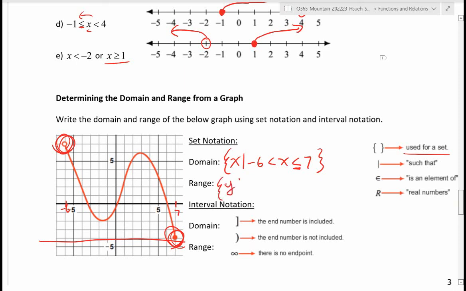Okay, so the range would be the y values such that, okay, the lowest point is this one, which has the y value of -4. The highest point of the graph is that one, and this has the y value of 7. So y is going to be in between -4 and 7. And again, because we have two different dots, this one is included, and therefore we must include the equal sign for the -4, because -4 is being included. 7 is not being included though, because it's the hollow dot. Okay, so there we go. That's the set notation for domain and range.